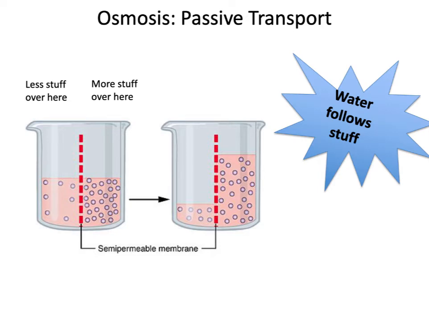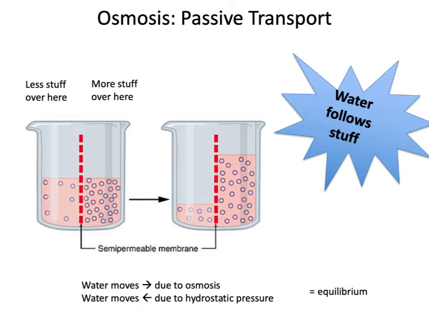Even though we haven't reached equilibrium, the water will not continue to move all the way to the right because of hydrostatic pressure. This is pressure exerted by a liquid on a membrane. This forces some liquid back to the left. In this manner, water moves to the right towards the stuff due to osmosis and is pushed back towards the left due to hydrostatic pressure. This continues until there is an equilibrium between these two forces.